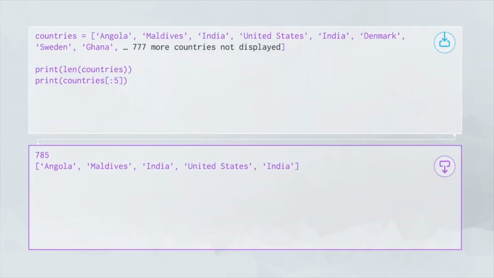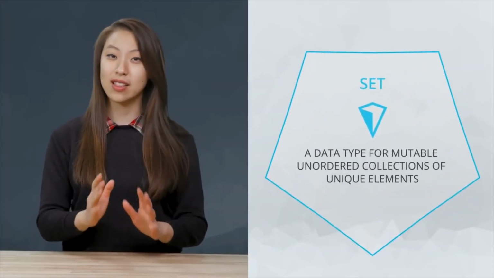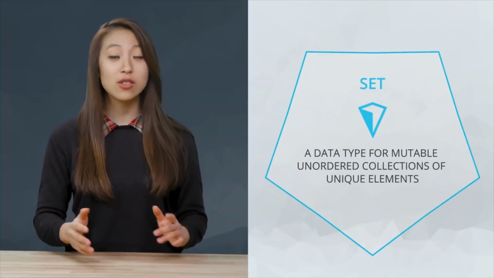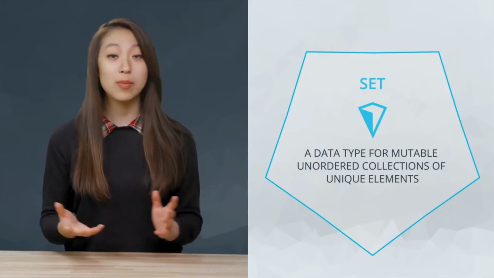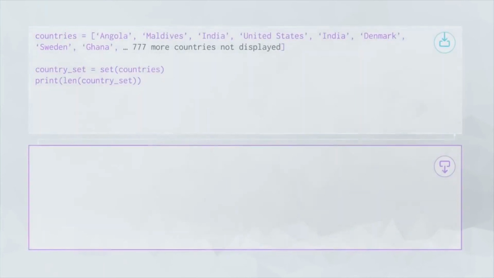It would be useful to remove the duplicates to produce a list of all of the countries that users browse from. Well, a set in Python does exactly that. Sets are containers of unique elements without any particular ordering. We can create a set from a list like this. Set removes the duplicates, and the print function prints the unique values of which there are 196 countries.